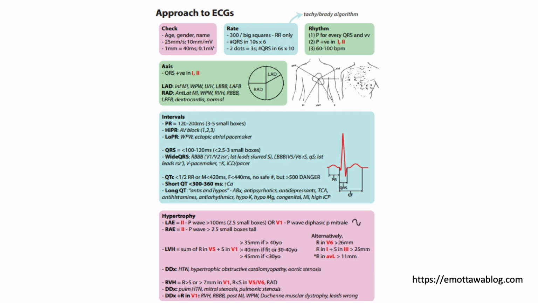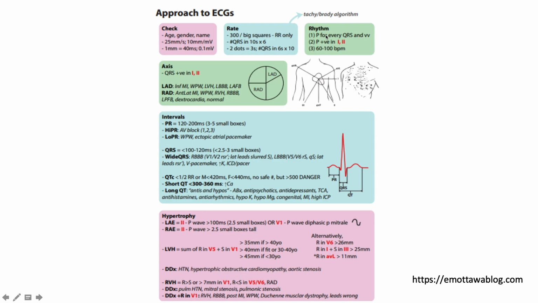So if your rate is regular, all you got to do is count the number of small squares between the R waves, so that's called the RR interval, and take 300 and divide it by this number to get your rate. But if the rate's irregular, all you're going to do is count the number of QRS complexes on the rhythm strip right at the bottom and multiply that. So you count it over 10 seconds and multiply that by 6 to get your rate, right?